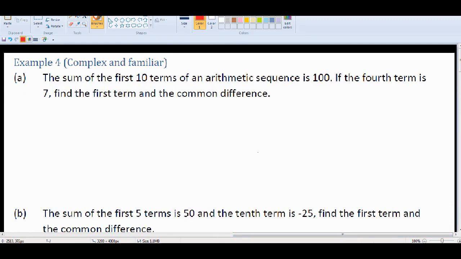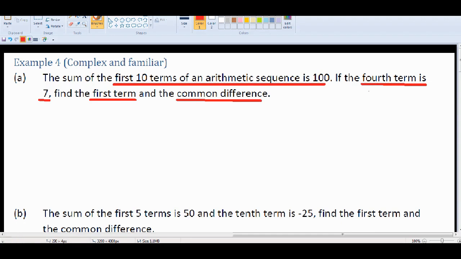Okay, so for the question here, things become more complex, right? We know that the sum of the first 10 terms of an arithmetic sequence is 100. If the fourth term is 7, find the first term and the common difference. So that's two pieces of information: the first 10 terms sum to 100, and the fourth term is 7. Find the first term and the common difference. Okay. So let's use the conditions first.